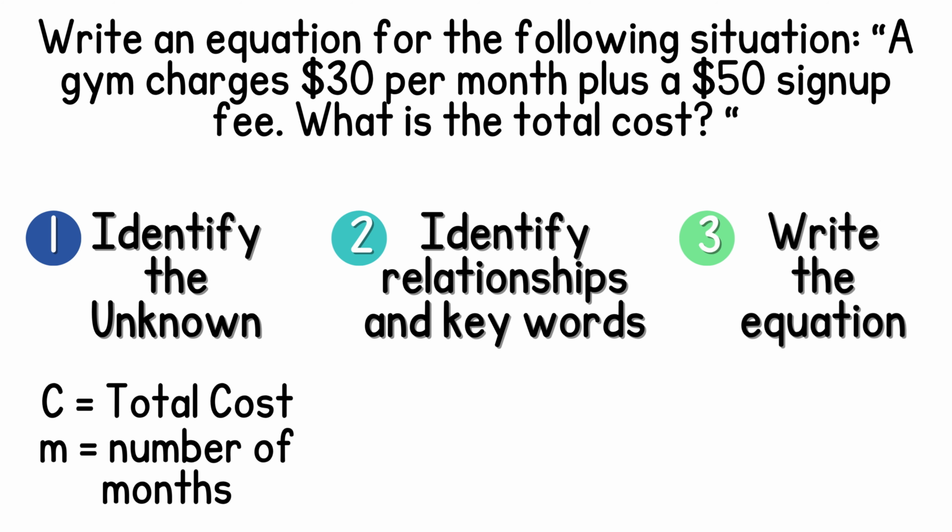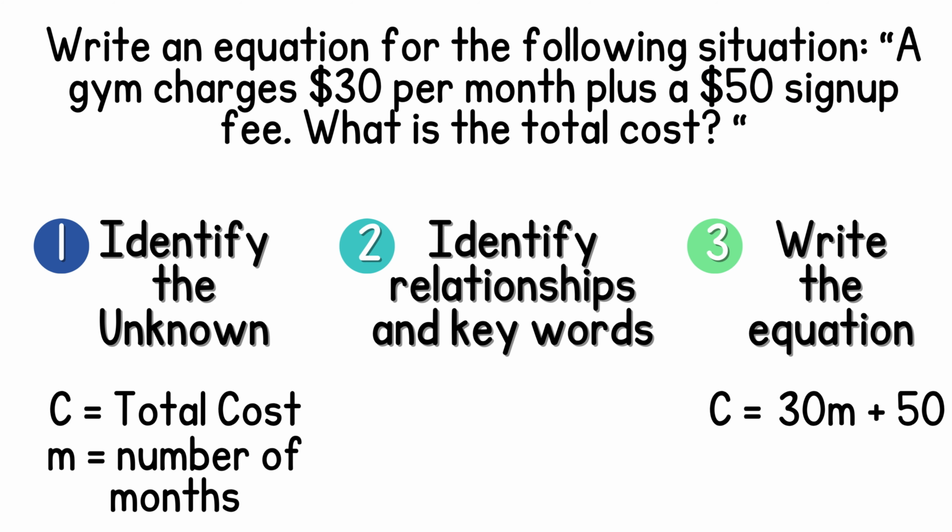Now we can write the equation. We'll start by writing our total cost. We can represent that the gym charges $30 per month by writing 30 times M. And then we can represent plus a $50 sign-up fee by adding 50. So now we can find the total cost when we're given the number of months using this equation.